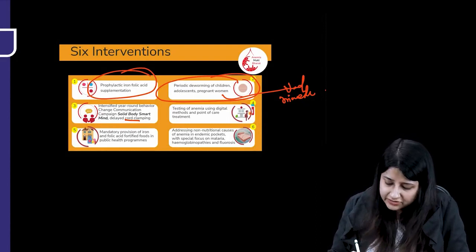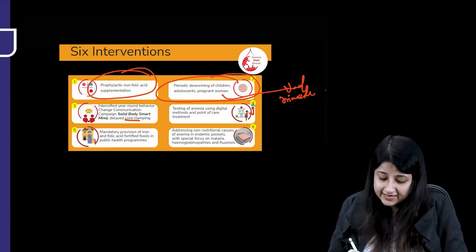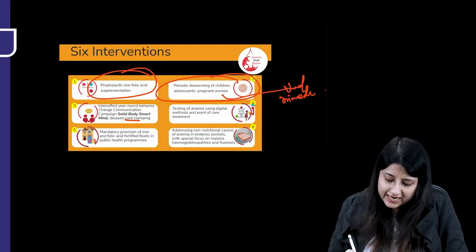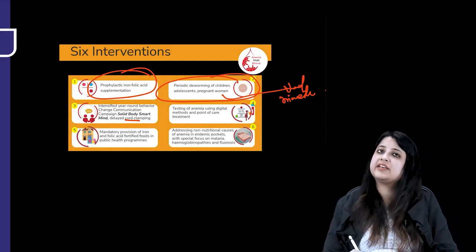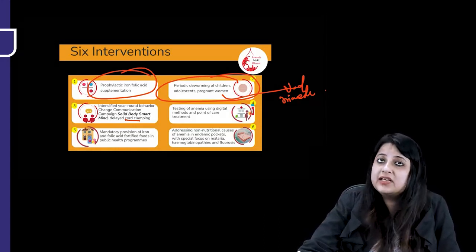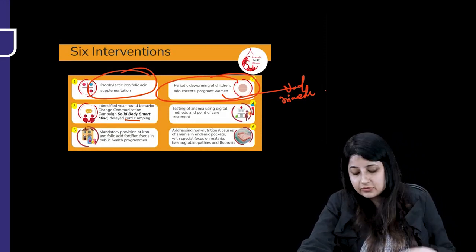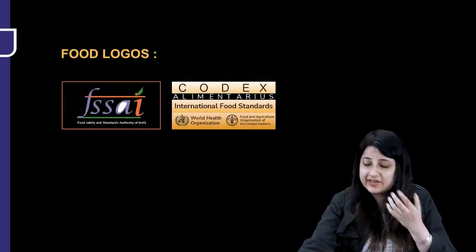Testing of anemia using digital methods and point of care treatment, also provision of iron fortified, iron and folic acid rich food, and addressing non-nutritional causes of anemia. Okay? So remember, this Anemia Mukt Bharat is particularly looking after the anemia component of Poshan Abhiyan. Okay? So these were the food programs, which is very important.